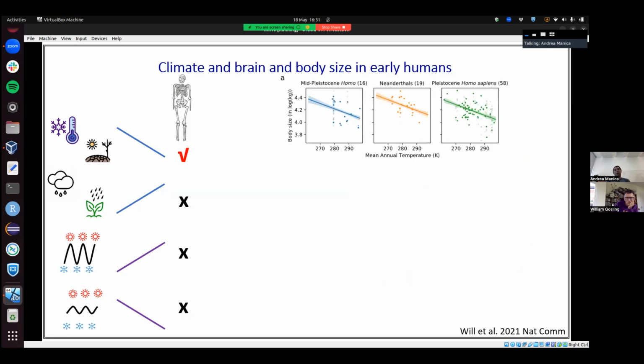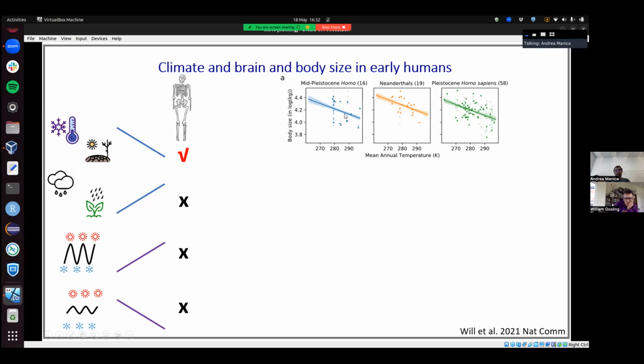So what we found was that when we looked at body size, there was really just one variable that predicted body size well, and that was mean annual temperature. And this followed very much the environmental stress idea, where colder temperatures underpin larger body sizes and warmer temperatures underpin smaller body sizes. And this works well for three different taxonomic units that we considered: the mid-Pleistocene Homos, so everything from about 500,000 years ago and before, Neanderthals, and then the Pleistocene Homo sapiens.